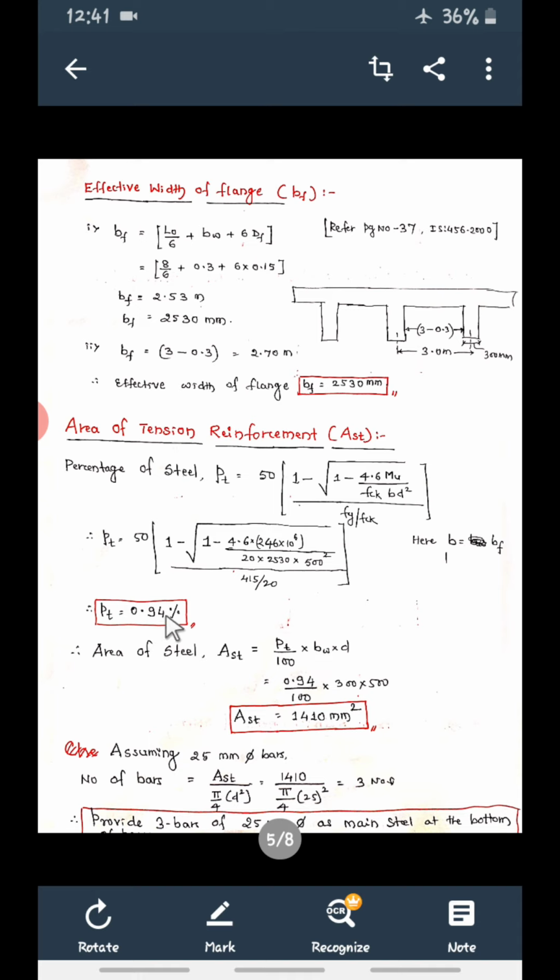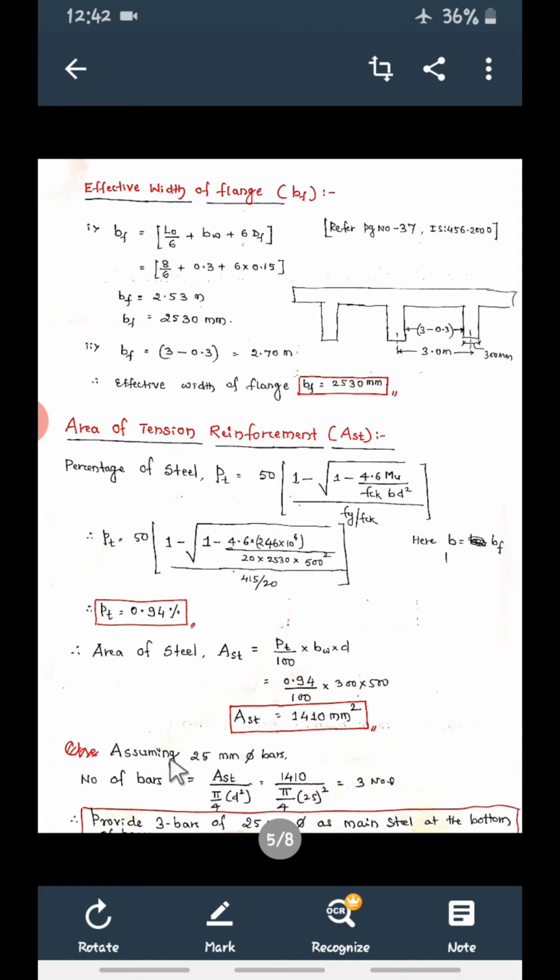So 0.94 divided by 100, BW is 300, into 500 effective depth. So area of steel is 1410 mm square. Now we have got the area, we have to find out the number of bars. For that you have to assume the bar diameter. You can assume 16 mm, 18 mm, 20 mm, 22 mm or 25 mm diameter. Let us assume 25 mm diameter. If you assume higher diameter, the number of bars will be less.